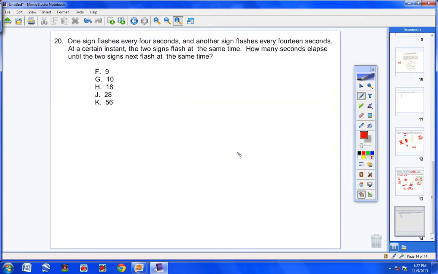Okay, one more problem. Number 20. One sign flashes every 4 seconds and another sign flashes every 14 seconds. At a certain instant, the two signs flash at the same time. Now, how many seconds will elapse until the two signs next flash at the same time?